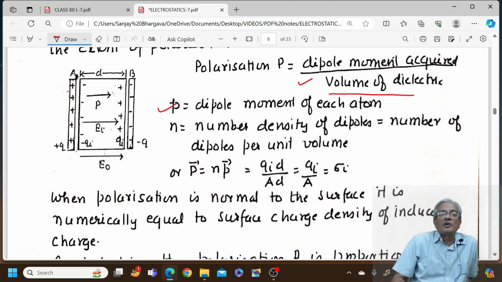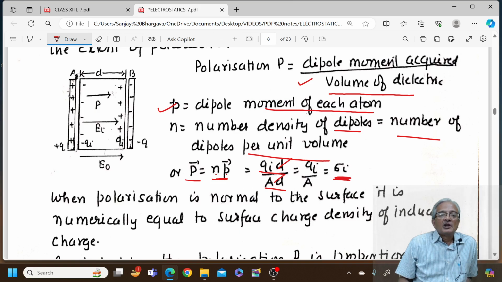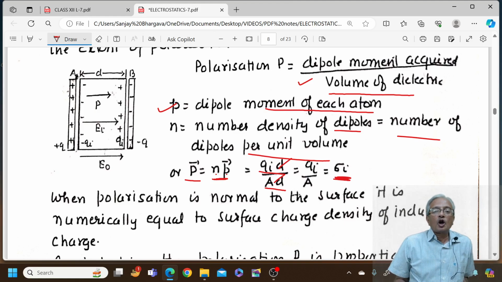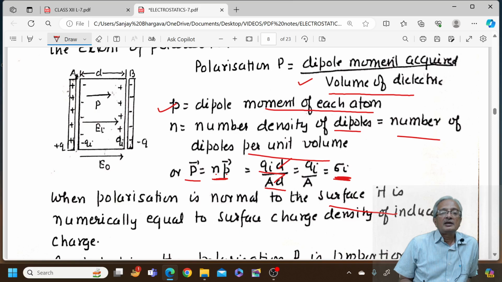Here p is the dipole moment of each atom. N represents the number density of dipoles, so it represents the number of dipoles per unit volume. So polarization P would be equal to N times the dipole moment. N means the number of dipoles per unit volume, and the dipole moment is q_i times d, and the volume is given by A into d. d cancels out. So charge per unit area is the induced surface charge density. When the polarization is normal to the surface, then numerically the polarization would be equal to the surface charge density of the induced charges.